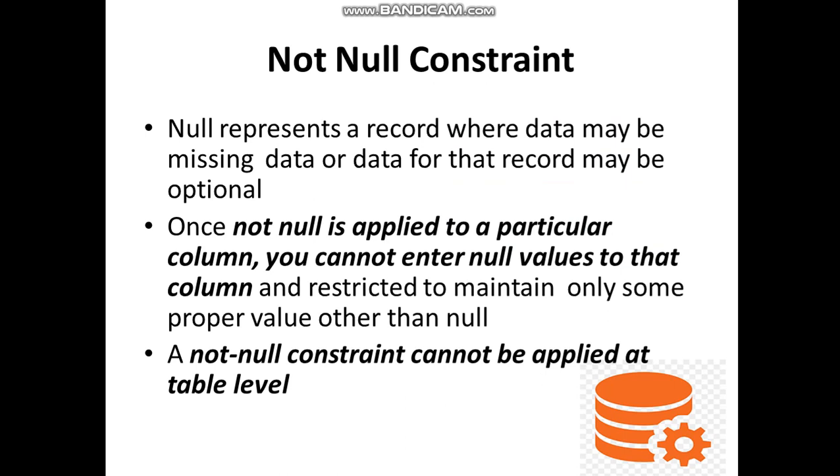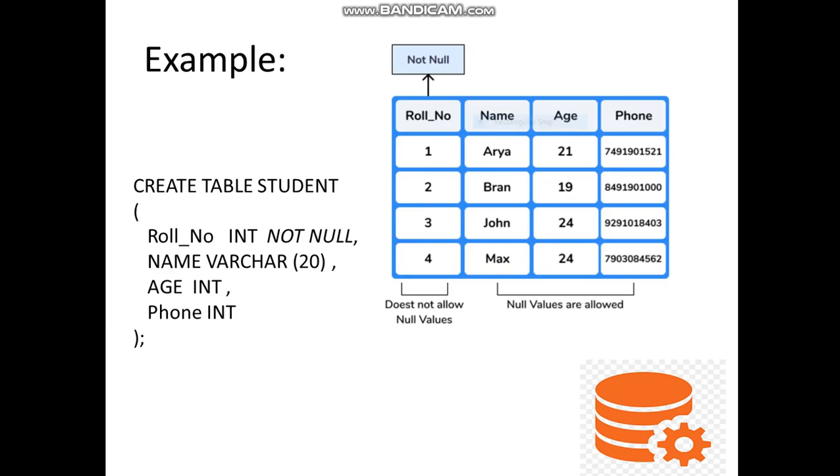A not null constraint cannot be applied at table level. For example, if I want a certain column or row not to accept null data, I will impose not null constraint on that attribute. For example, create table student, roll number int not null. That means I cannot insert null values into the roll number column.